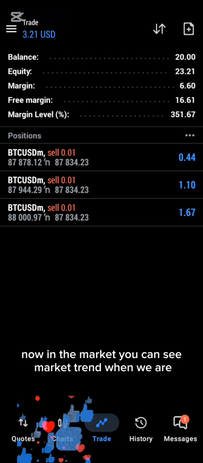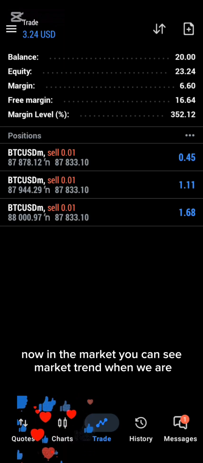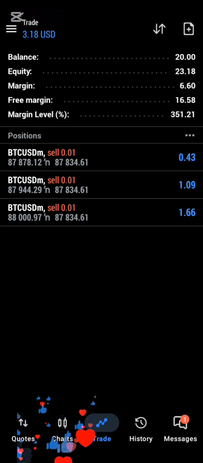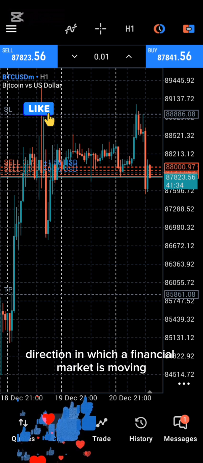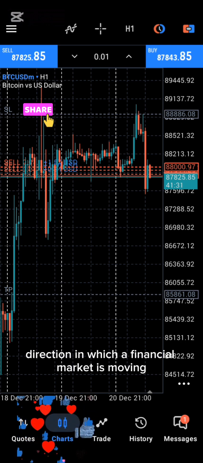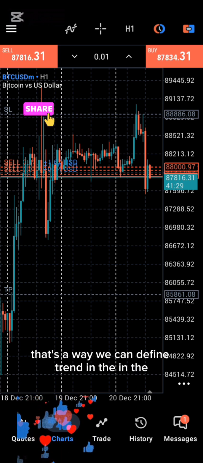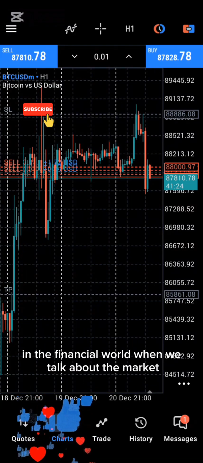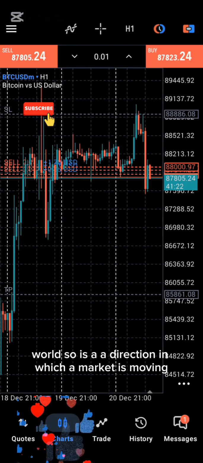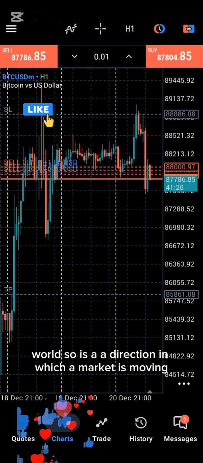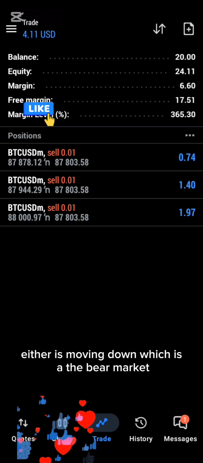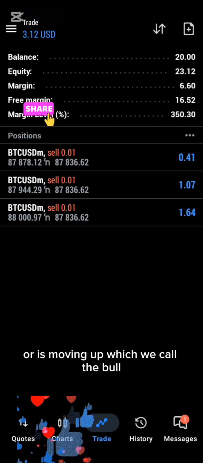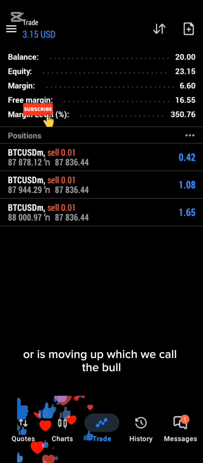Now in the market, you can say market trend. We define market trend as the direction in which a financial market is moving. That's the way we can define trend in the financial world. So it's a direction in which a market is moving. Either it's moving down, which is the bear market, or it's moving up, which we call the bull market.